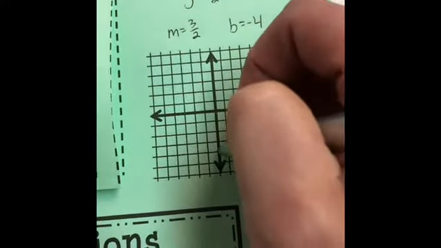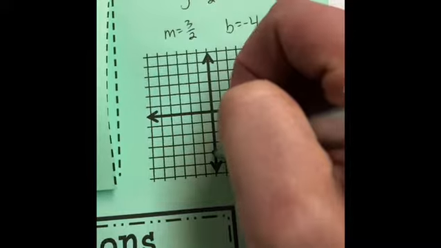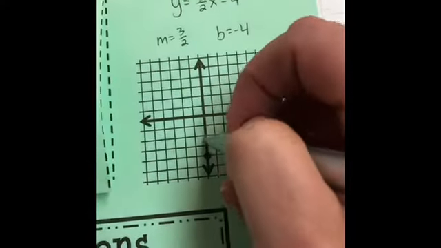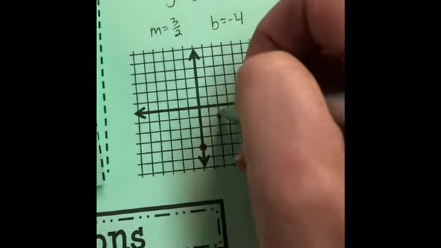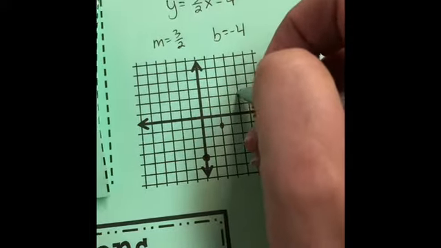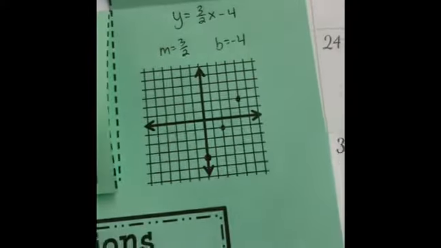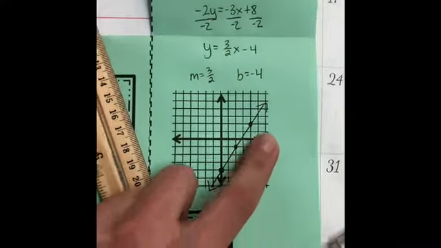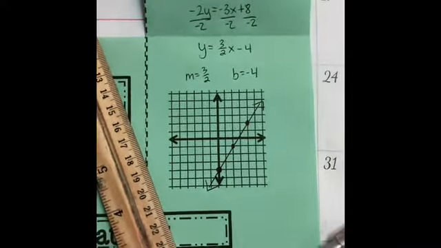I plot my first point at -4 on the y-axis and use my slope of up 3 over 2 to plot additional points before using a straight edge to connect the dots. Once I've done that, I should have a line that looks like this.